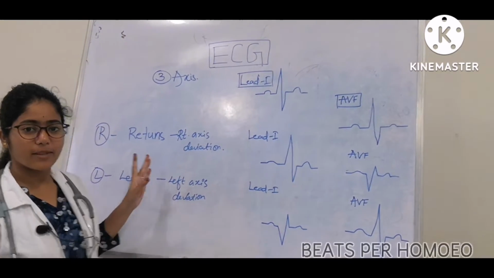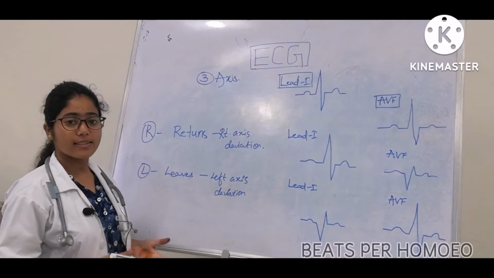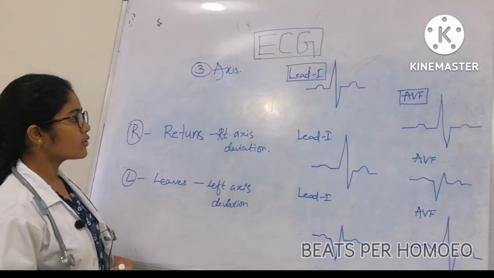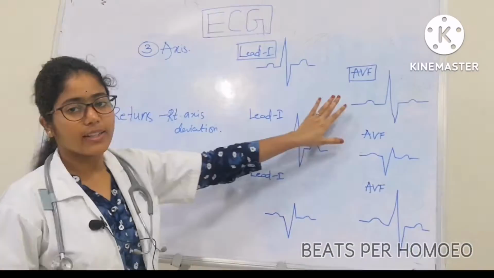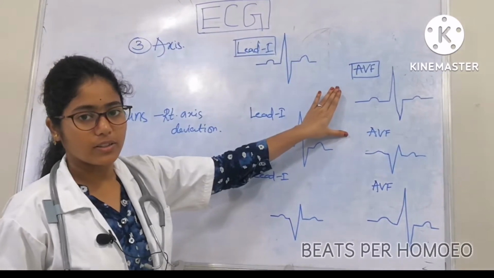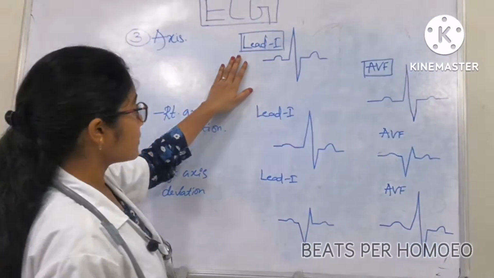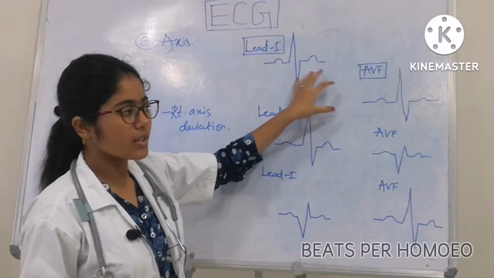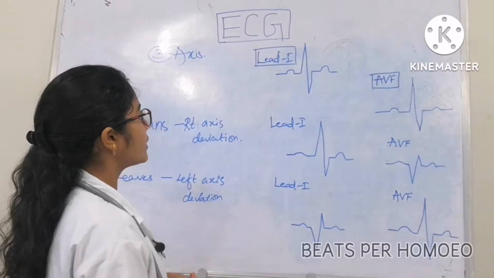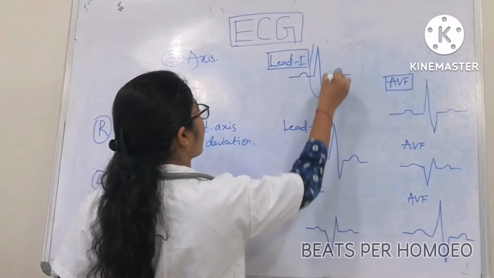Here comes our third step, that is axis. How to interpret an axis deviation in an ECG strip? For that we have to look at 2 leads, that is lead 1 and aVF. aVF is an augmented vector foot. For an axis deviation we have to look only at these 2 leads, lead 1 and aVF. For that we need the QRS complex.